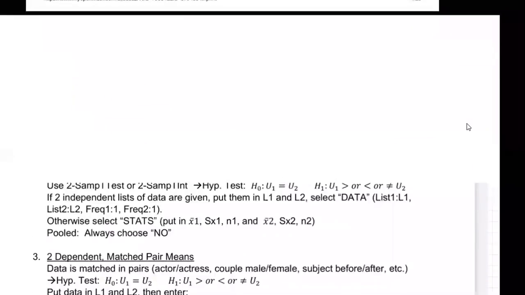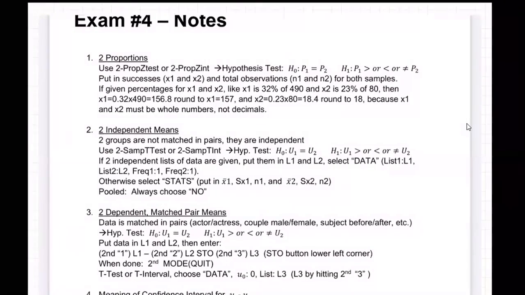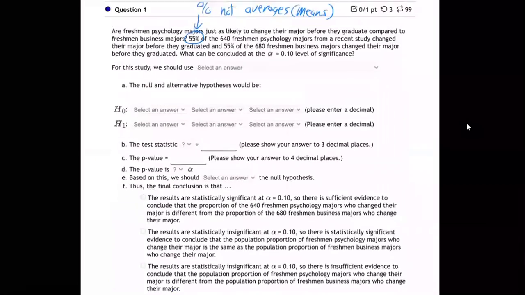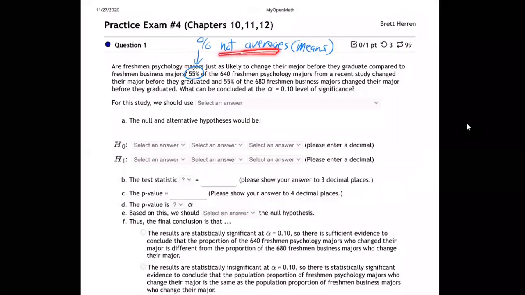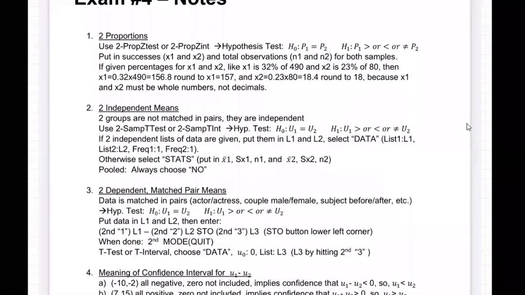So again, on a practice exam, a lot of the battle is recognition. So we go down to the exam 4 notes and ask, is it proportions or means? It's proportions because there are percentages. There are no means, no averages anywhere. There are only percentages, and there are 2 of them. So it's 2 proportions. So we use the 2 prop Z test or the 2 prop Z interval. Which one is this? Is this a hypothesis test or a confidence interval?